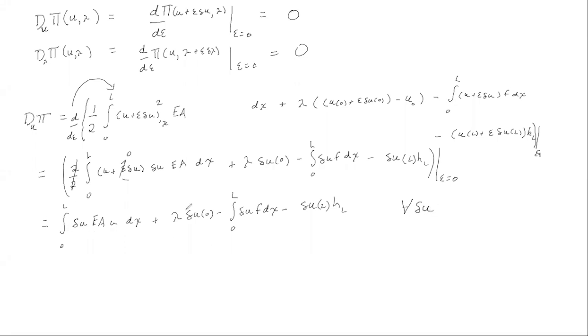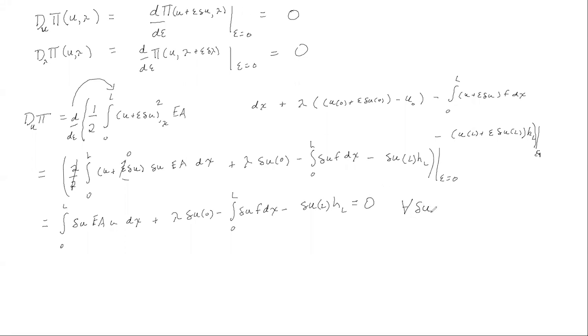So this is our Gateaux derivative right here for u. And this is what we call our weak form. This is where the finite element method begins, from this first equation. So this has to be equal to 0. That's what we want. We're looking for a minimum, right?